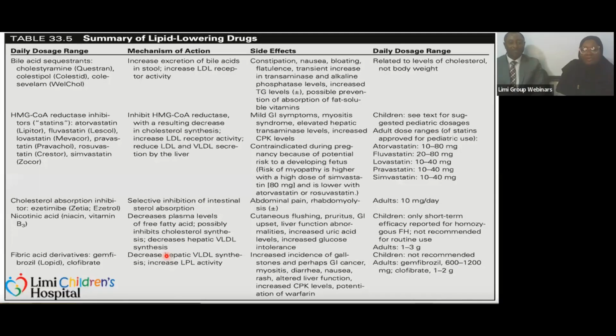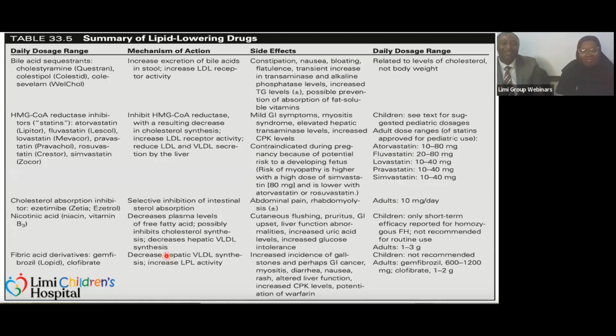So these are some of the drugs that we commonly use. The bile acid sequestrants, usually used for elevated LDL. Then the HMG-CoA reductase inhibitors, the statins, commonly used for LDL; they also minimally increase HDL levels as well. Then the cholesterol absorption inhibitors, and the fibrates for elevated triglycerides.